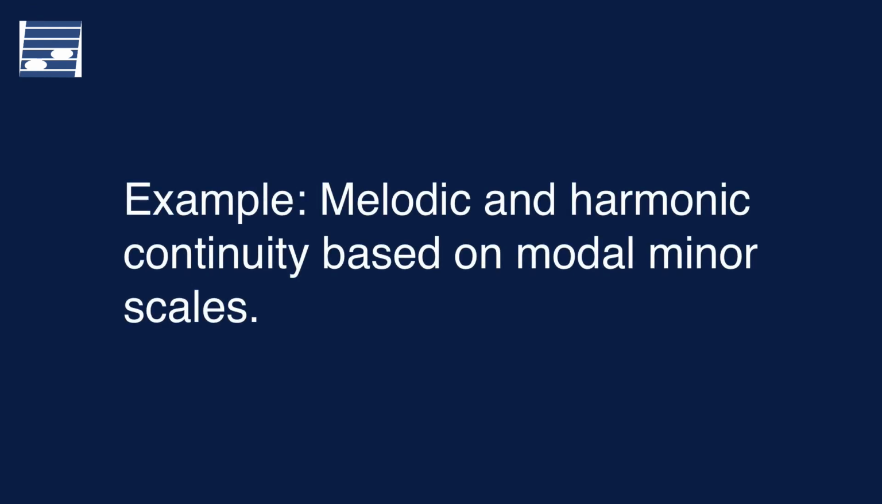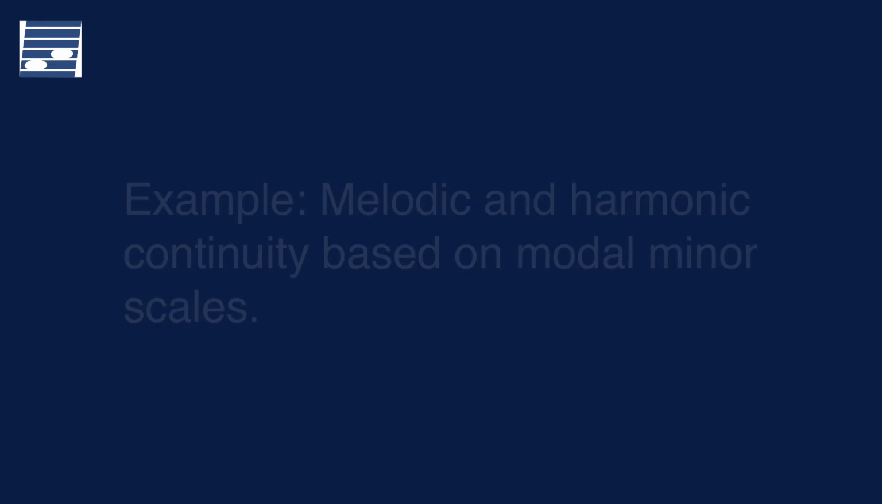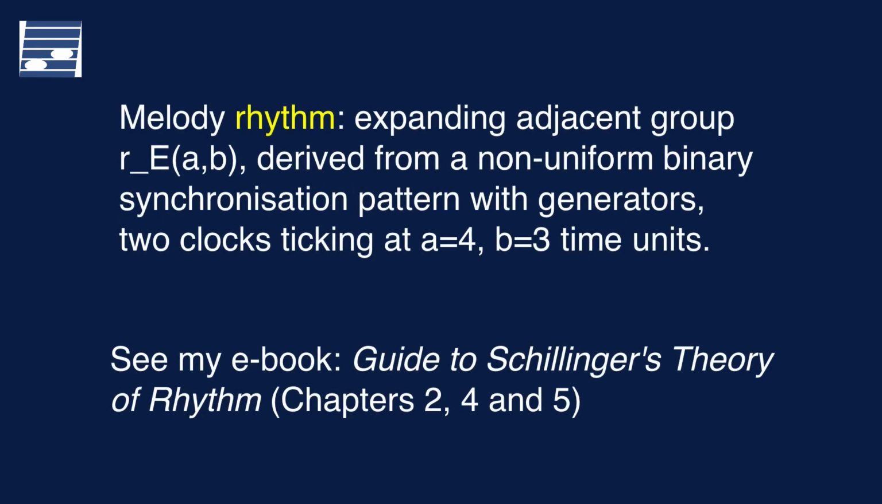Now it's time to create a longer example with a melodic and harmonic continuity based on modal minor scales. The rhythm of the melody is based on the Schillinger rhythm technique, which is called an expanding adjacent group. At the source lie patterns created by non-uniform binary synchronization. Two clocks or metronomes ticking at different time intervals. Here we use the time intervals of 3 and 4 time units.